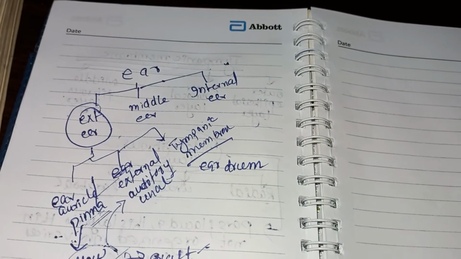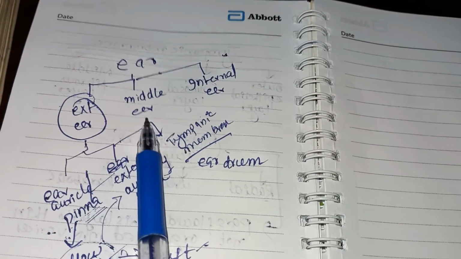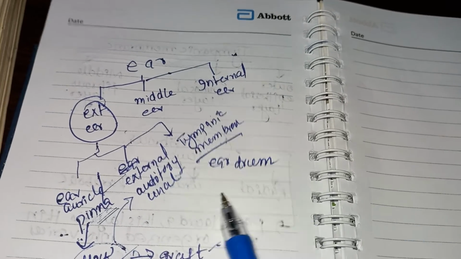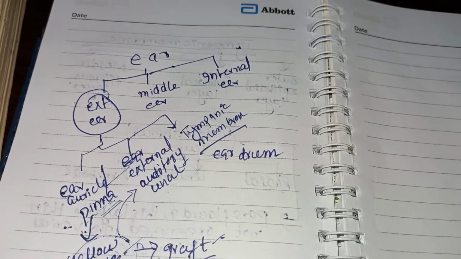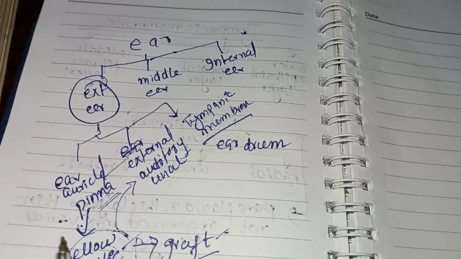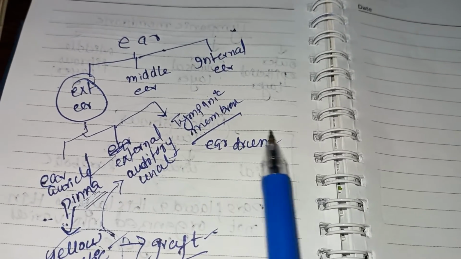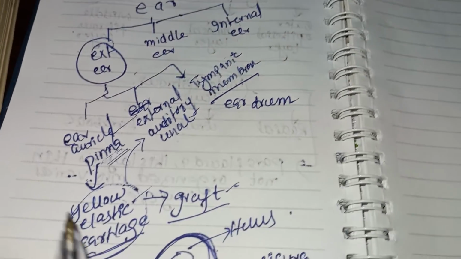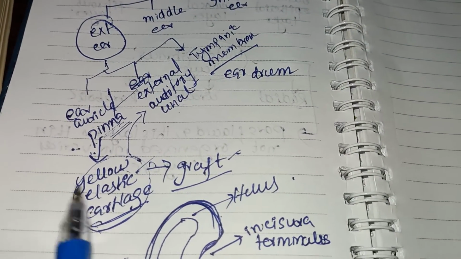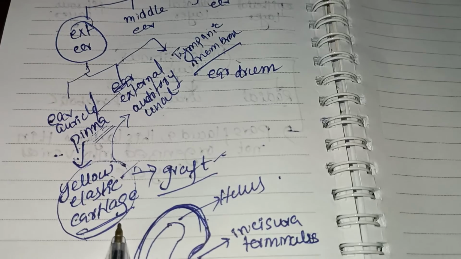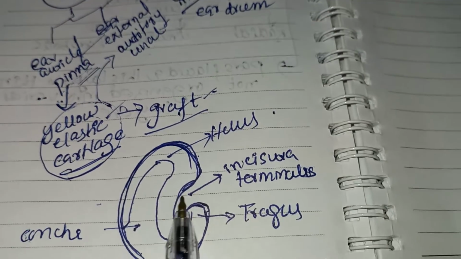Ear is basically divided into three parts: external ear, middle ear, and internal ear, and in today's video we have studied the external ear. External ear is further divided into the auricle or pinna, external auditory canal, and tympanic membrane, which is also known as eardrum. So I told you about the ear auricle, that it is made up of yellow elastic cartilage, and the important point is incisura terminalis.